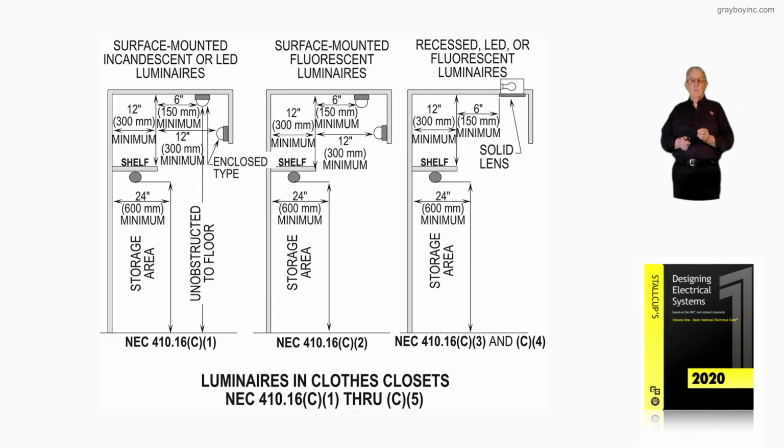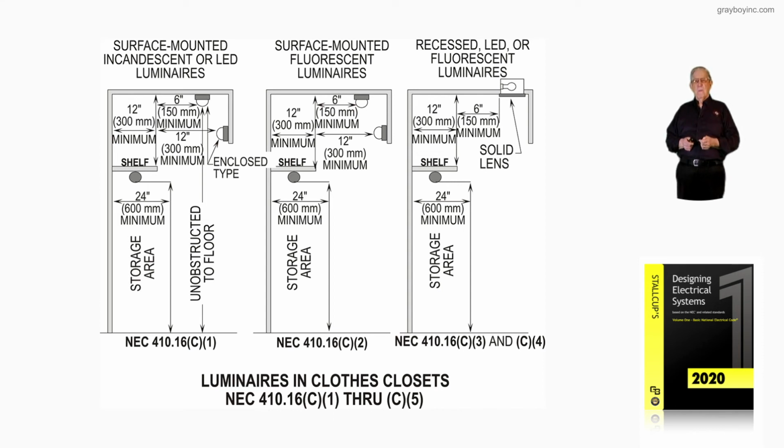Now, next we'll move over to NEC 410.16 C2, and what kind of fixtures are we talking about here? Surface mounted fluorescent. Notice we deal with basically a 6-inch and 12-inch rule from a 12-inch shelf, and notice the same rule would apply there for the 24-inch out measurement for clothing on a rod, with coat hangers hanging your clothes.